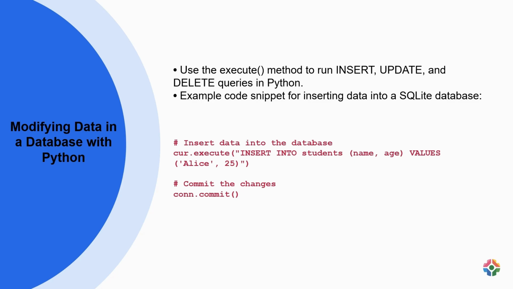After executing the query with execute, remember to commit the changes to the database by calling con.commit(). This finalizes the transaction and makes the changes permanent in the database. Similarly, you can use the execute method to run update and delete queries by writing the respective SQL statements within the method. This type of action allows you to update or remove data from the database tables with ease and efficiency in your Python programs.